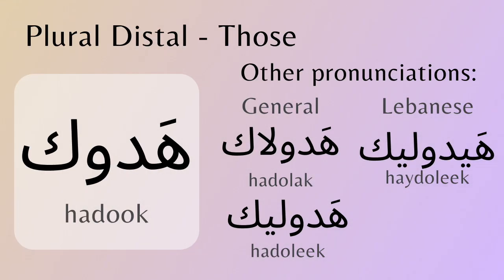Lastly, we have plural distal, which is used to point out items that are far away. The English equivalent is those. In Arabic, it's pronounced hadok. Let's also listen to some other very common pronunciations. In general, across the Levant, you might hear hadolak. Another common way you might hear it is hadolik. In Lebanon, you'll hear haydolik.